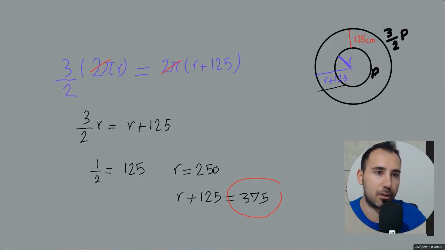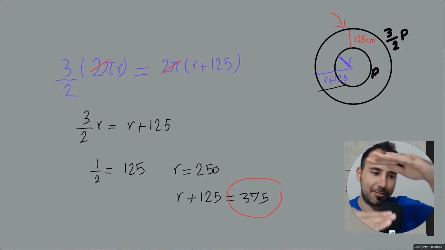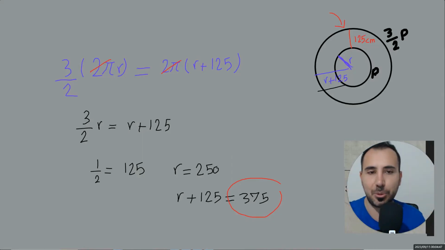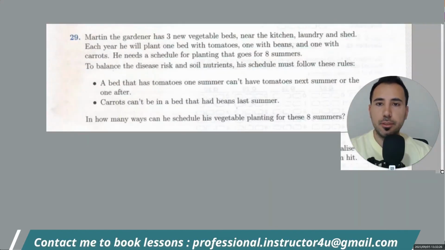So I used 120 over here, but the right one is this 125, because of course, okay, they rotate a little. Okay, that's it. Martin the gardener has 3 new vegetable beds near the kitchen, laundry, and shed. So we have 3 different unique places, okay? Each year he will plant one bed with T, tomatoes, and with B, beans, and the other one with carrots, C.